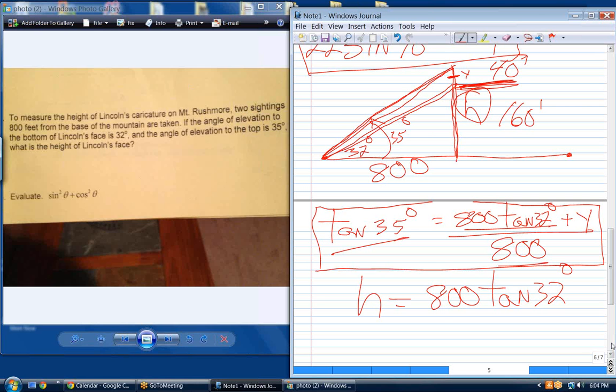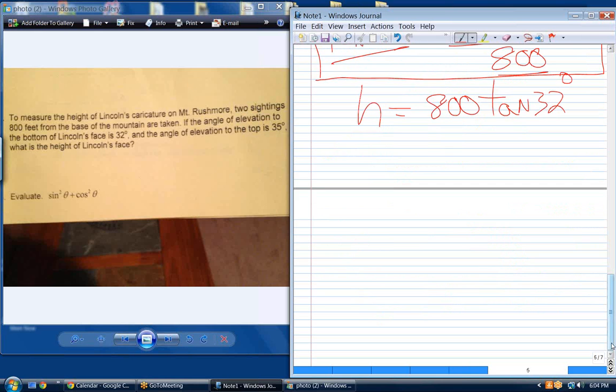Any other questions about that problem? Okay, that's good. Sine squared plus cosine squared. This is one of the Pythagorean identities that you want to remember. You'll get asked this on the ACT test also. One of the trig things you need to know. It's always equal to 1, no matter what the angle is.